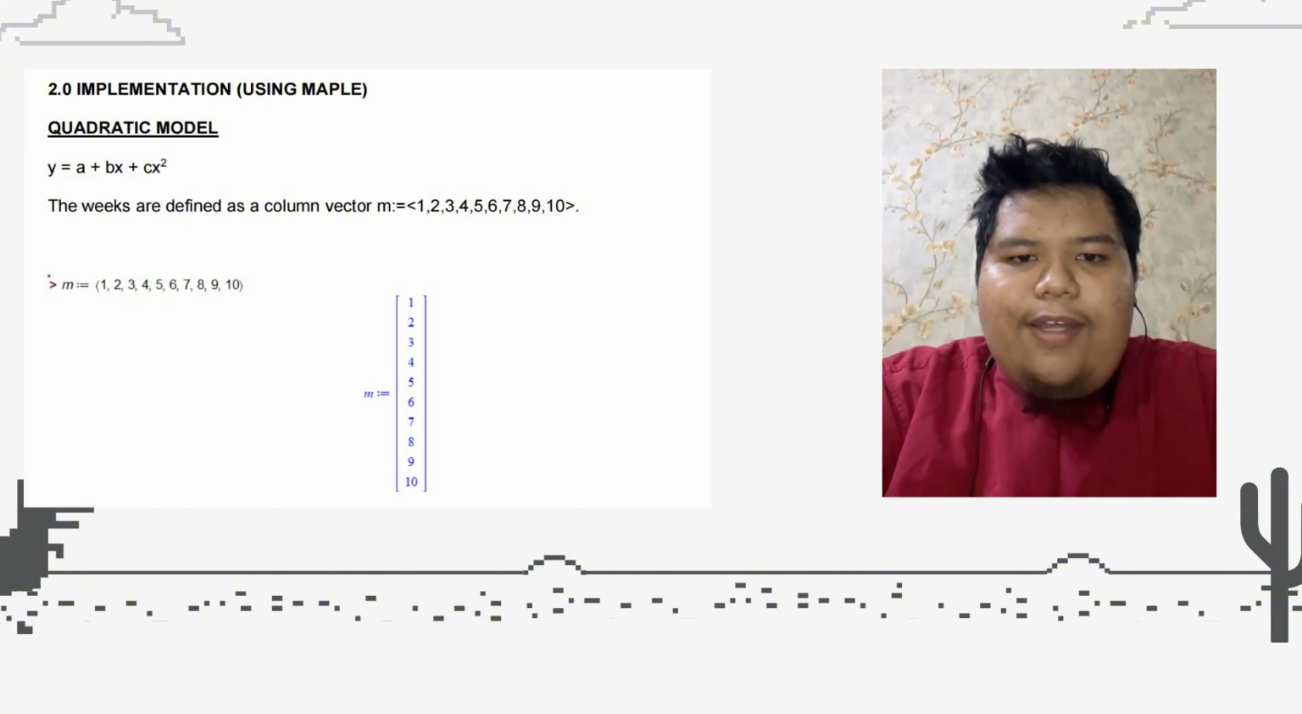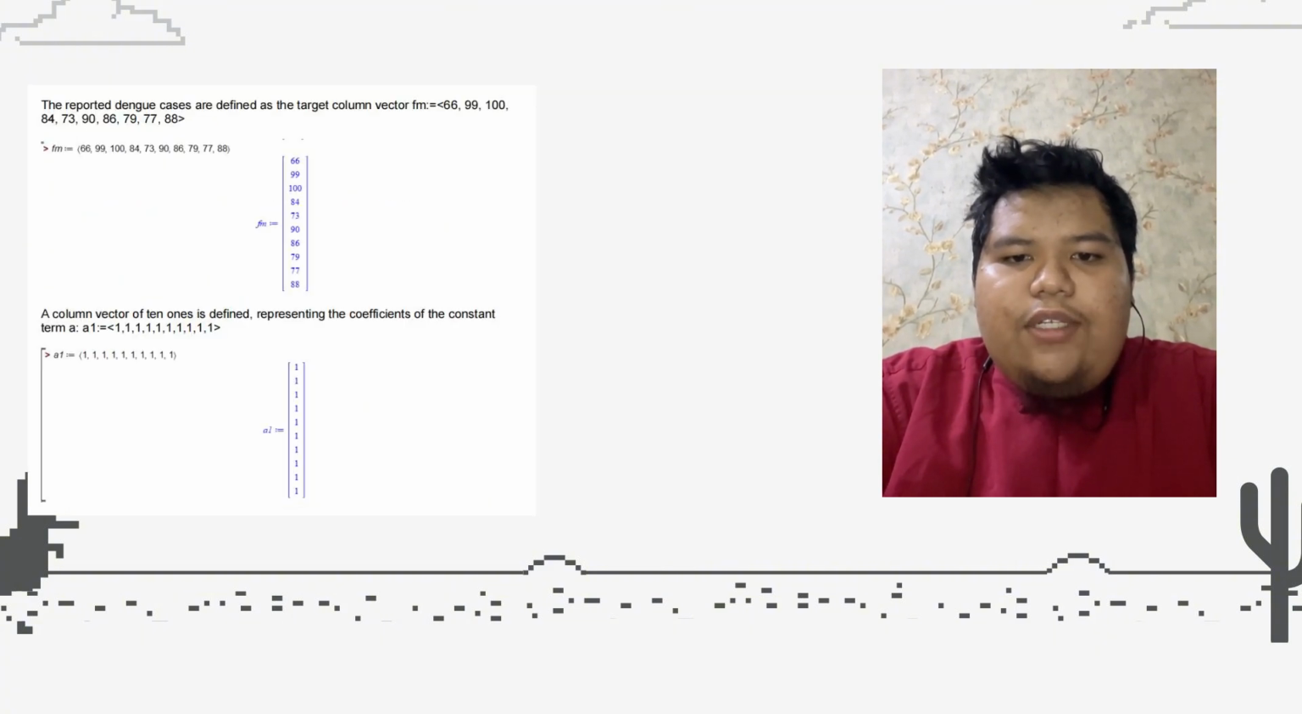First, we define M as the week number. As a column vector, M is equal to 1, 2, 3, 4, 5, 6, 7, 8, 9, 10. Second, we define FM as the number of dengue cases, which is FM equal to 66, 99, 100, 84, 73, 90, 86, 79, 77, 88. And lastly, we define A1 as the coefficient of constant, which is A1 equal to 1 for every single row in the column A1.